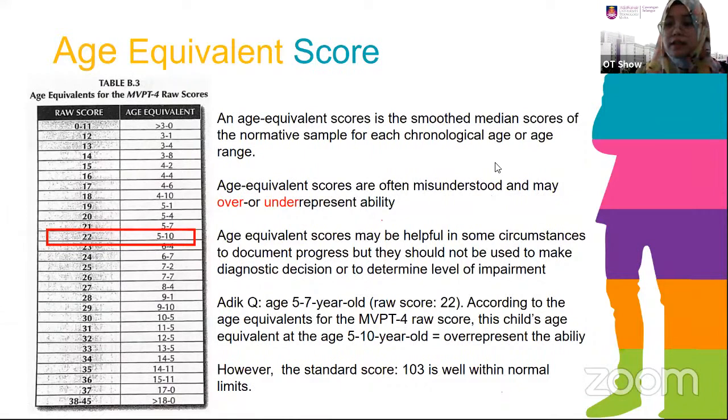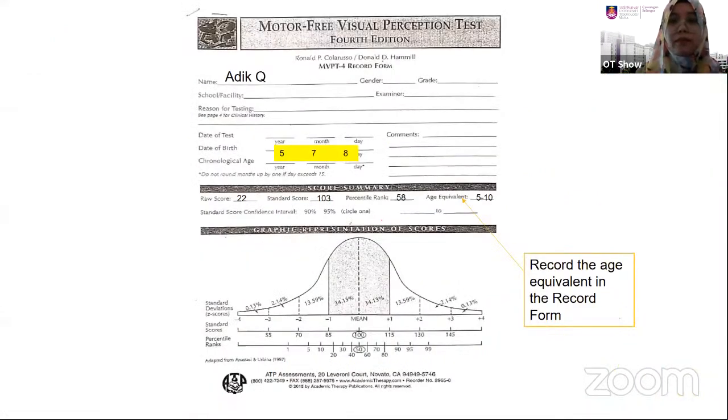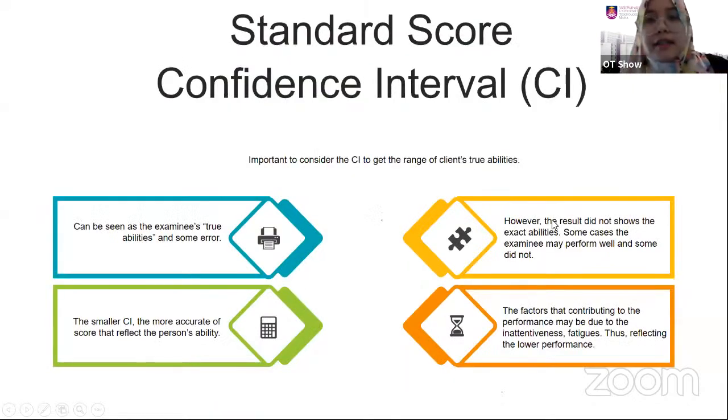Right. Kita pergi seterusnya. Okay, kita dah dapat, kita isikan di ruangan age equivalent. So adik Q tadi dapat 5 tahun 10 bulan. Okay, kita tulis saja. Alright, standard score confident interval.